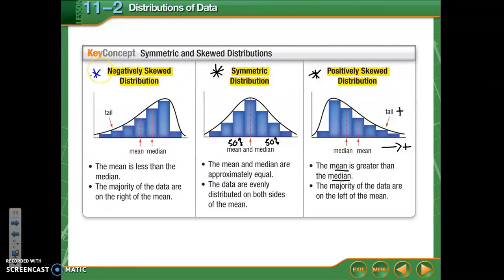A negatively skewed distribution has some negative values that pull a tail on my distribution off to the left. So it pulls my data to the left. It pulls my mean to the left as well. So in a negatively skewed distribution, my mean moves to the left because of these few values out here, but the median still kind of stays in the middle. The majority of the data are over here to the right of the mean. So again, that makes the median a better representation of the center of my data.